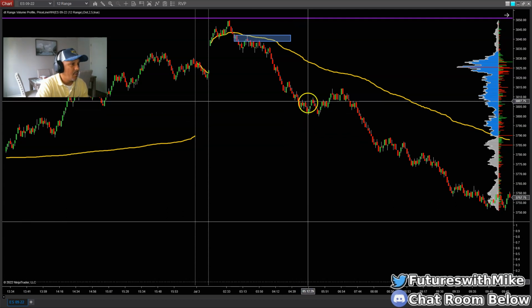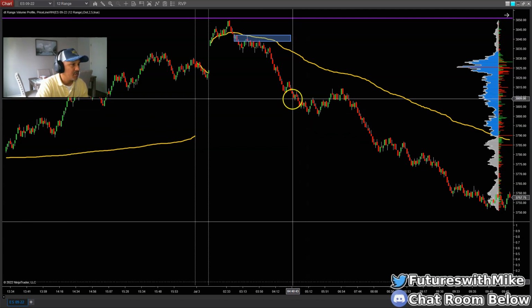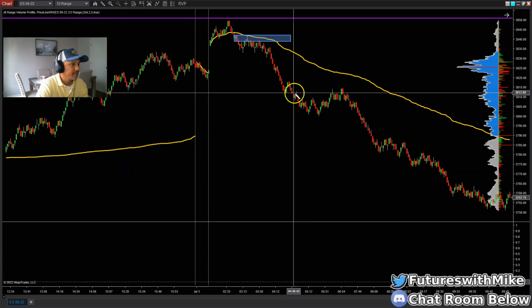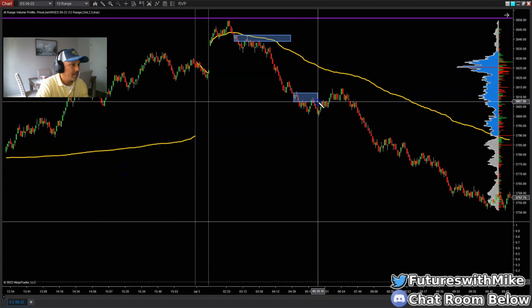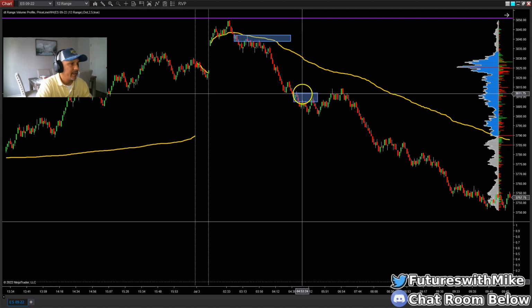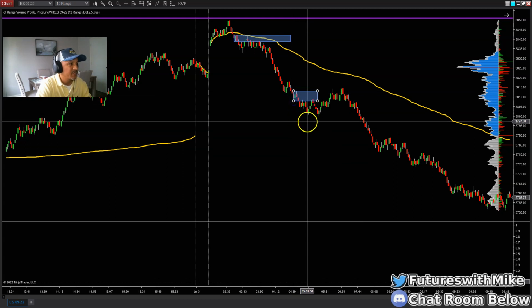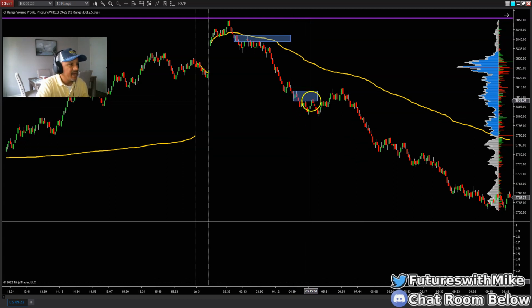What do we see? A pullback happen. Where does it come back to? A little zone right here. So we can mark this little area right here. All right, when price gets back to it, we're going to see if price retraces back to it. When it retraces back to it, what happens? It retraces back to it. All right, we're in the zone now.